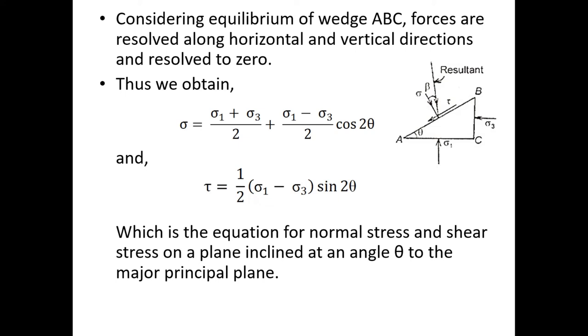So this wedge ABC I considered from within the soil element. On that soil element, I had normal stress sigma 1 acting on the major principal plane XX, and I have the minor principal stress sigma 3 acting on the minor principal plane YY. This is my stress system of that particular wedge. I am considering a plane AB within that soil element, which was inclined at an angle theta to the major principal plane. On this plane AB, you have normal stress sigma and shear stress tau acting.